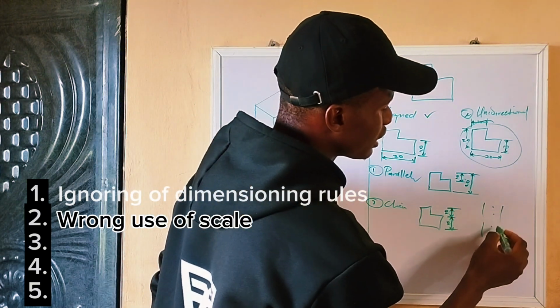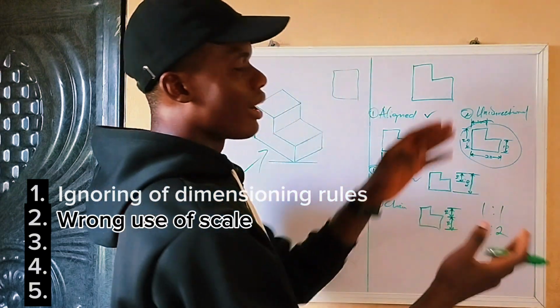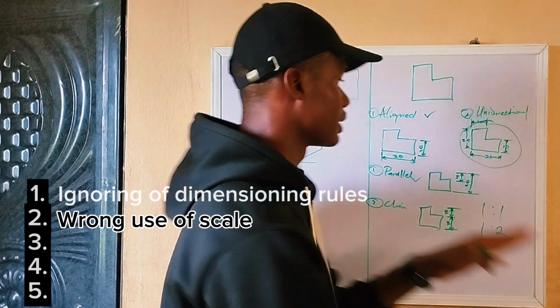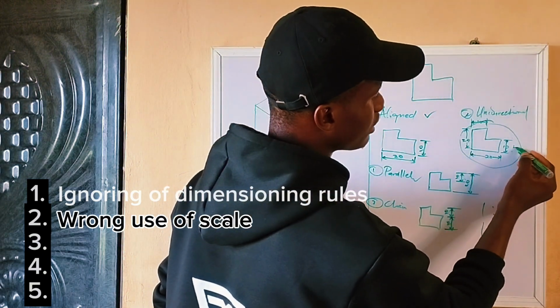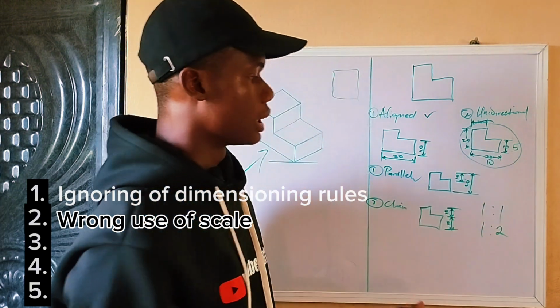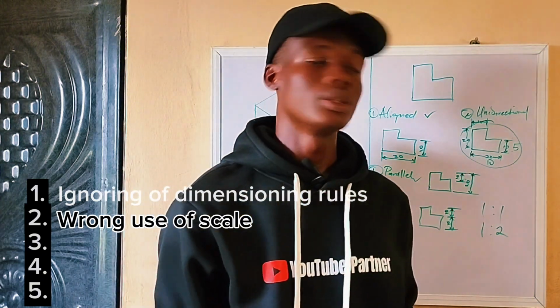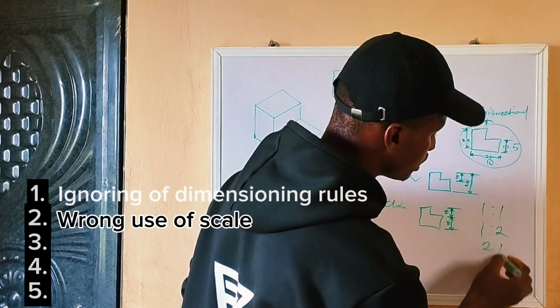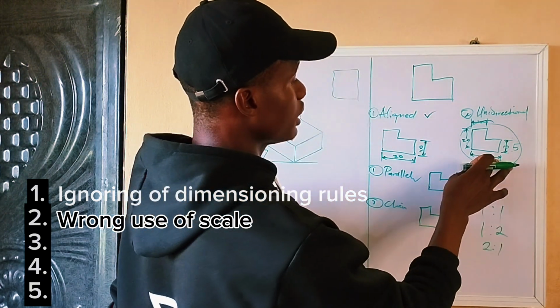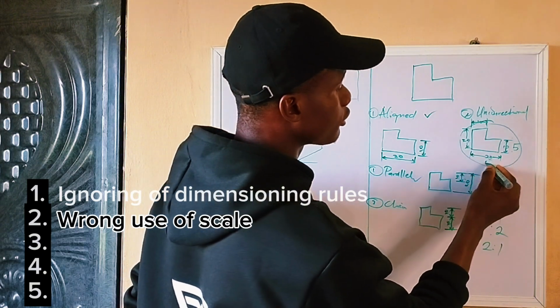But when they ask you to use a scale of 1:2, that means you are reducing it to half the size. That means this particular place that is 10 is going to become 5, and this place that is 20 is going to become 10 millimeter. When they say 2:1, that means you have to enlarge it, that's twice the size. So this place that is 20 becomes 40.